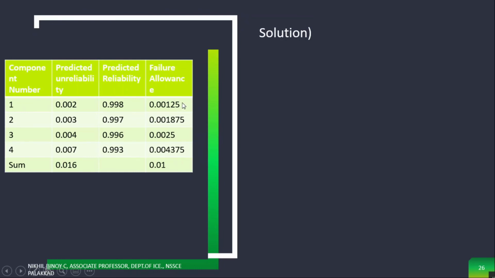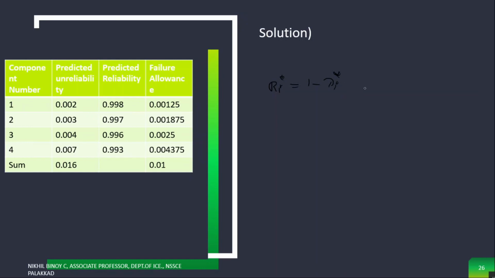If you add all these 4 values, we have 0.01. So this is the failure allowance, and we are asked to find the failure allowance, right? Even if we are asked to find the failure allowance, we can find the desired reliability of each component. What is the desired reliability of each component? That is Ri star. Ri star is equal to 1 minus lambda i star.